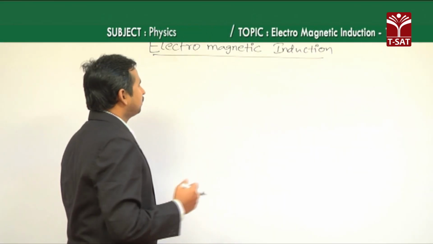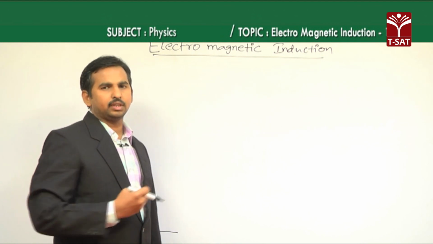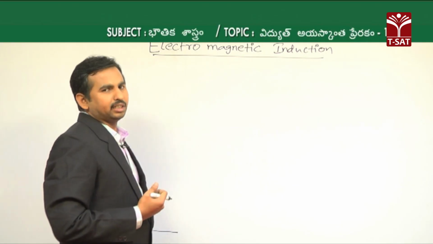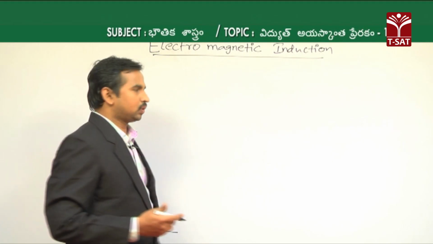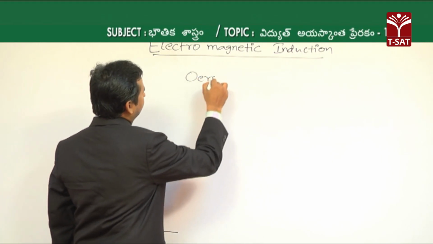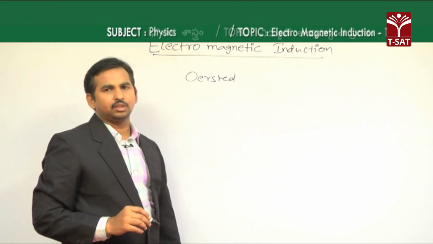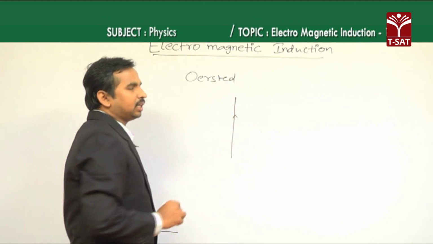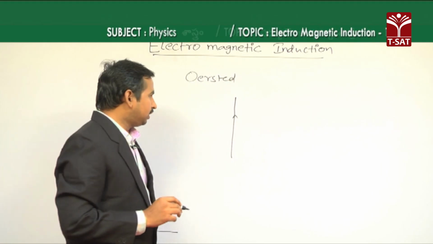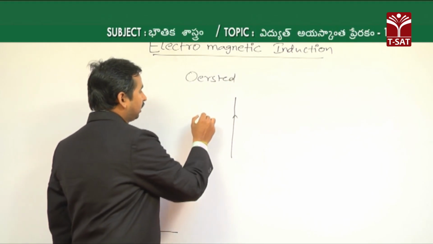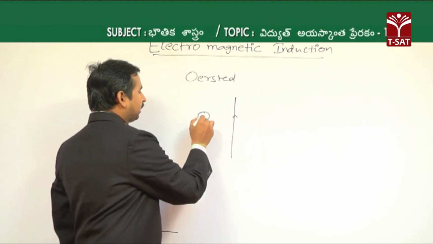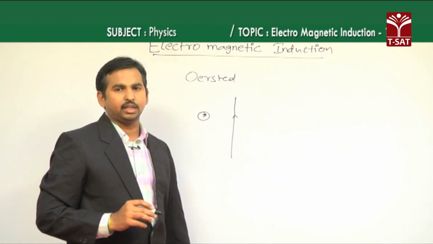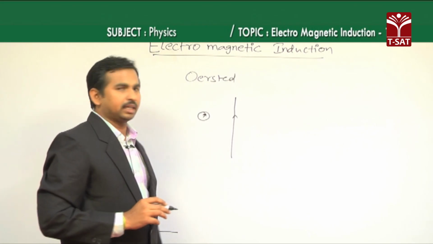Now we will see what electromagnetic induction is. As we have already seen the properties of magnetic lines of force, this electromagnetic induction was observed for the first time by Oersted. He discovered that whenever you take a current carrying wire, any current carrying wire, and bring a magnetic compass near it, it shows deflection, which means that when there is a current, immediately we get a magnetic field around that current carrying wire.